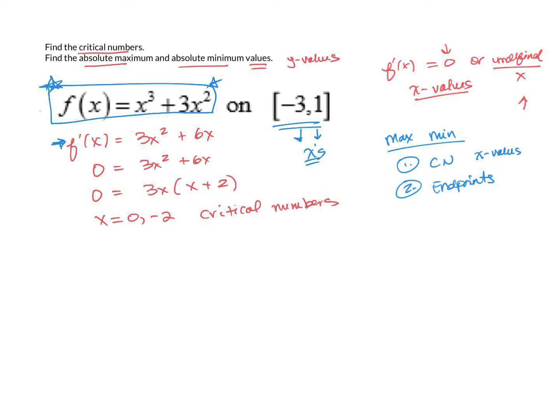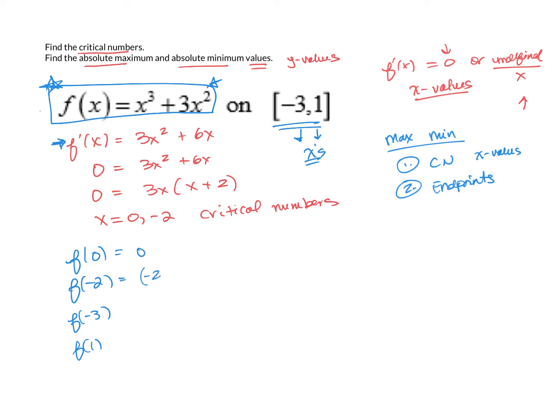So we have the original function. We're going to do f of 0 and f of negative 2, because those are critical numbers. And we're also going to find the endpoints. So it's f of negative 3 and f of 1. So we're going to plug all those in. F of 0 is 0.